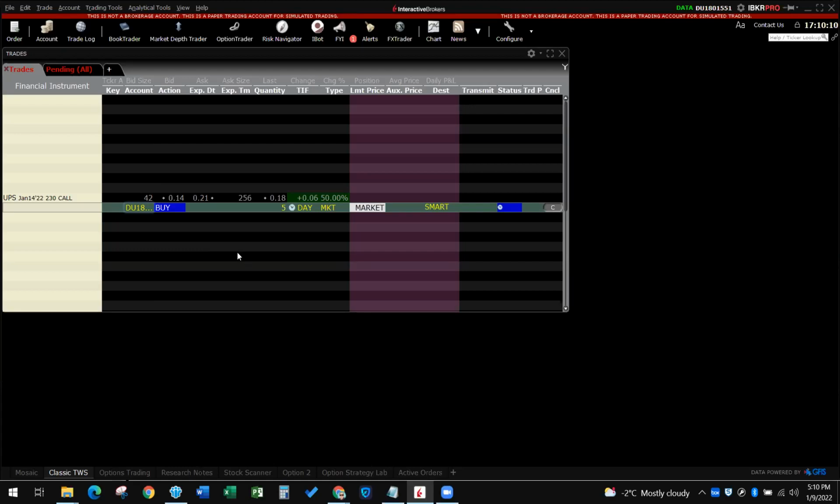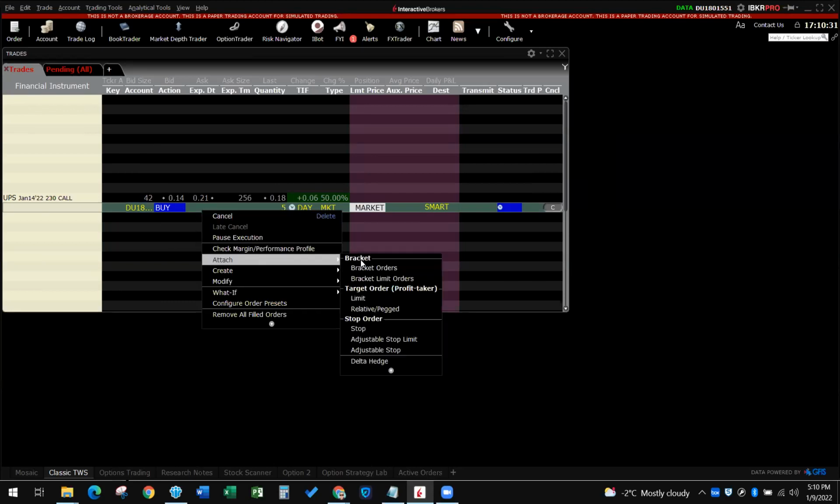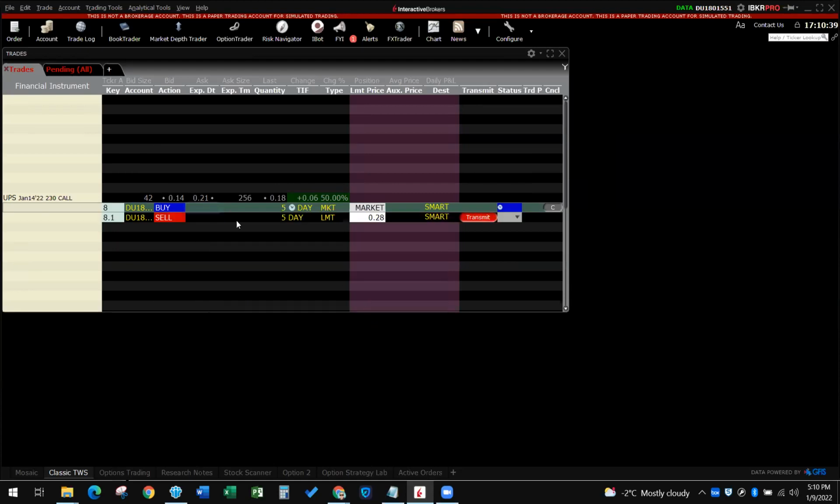Unfortunately, Interactive Brokers does not have OCO orders, so you cannot enter like what Sarai did in his presentation for exiting the trade. You can do it, but in a different way. You have to come here, right click on this trade, and you can attach a target order or stop order. I would say for target order, limit. I'm going to tell the system to sell this order for me, GTC, for example.